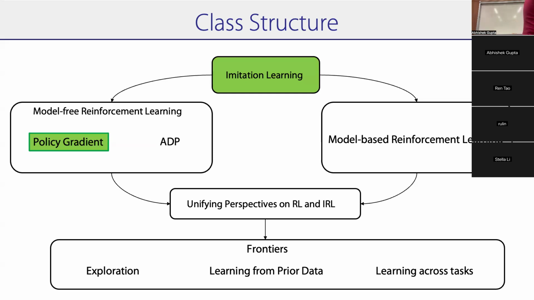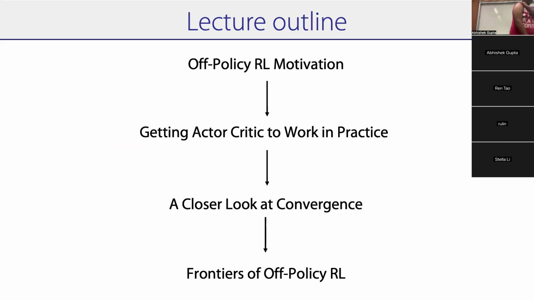So the next set of methods we're going to discuss, which is ADP and model-based RL, will try to both be more efficient and be able to better use prior data, right? And that's what the next section of the class is going to talk about. So our outline for today, we're going to start by thinking about off-policy RL motivation. We'll talk about some practical tricks to get actor-critic to work in practice. And likely we won't get to the last two, but those are more questions about theory, whether this thing converges, and some frontiers.